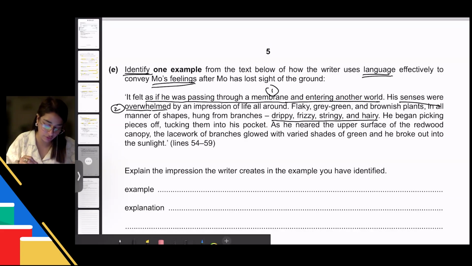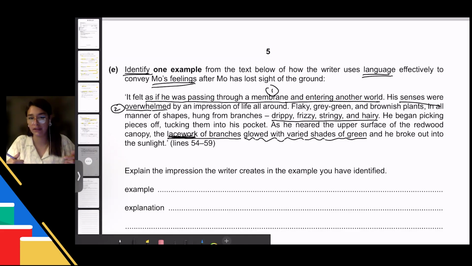Talking about lacework of branches. Now, this is a literary device that the author has used. The author has basically tried to not just talk about how the branches crisscrossed over one another. Instead of saying that, he used the word lacework to make the reader imagine the intricate design of a lace. And then the words that he uses, glowed with varied shades of green. So he's not just talking about how it was green, he is trying to talk about how there's a spectrum of colors that he observes. So he feels overwhelmed by sight. So all of these examples can be identified.